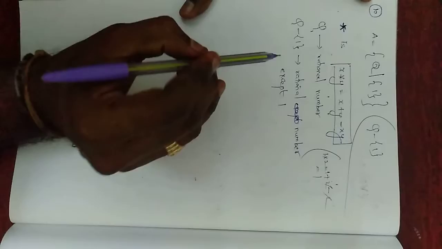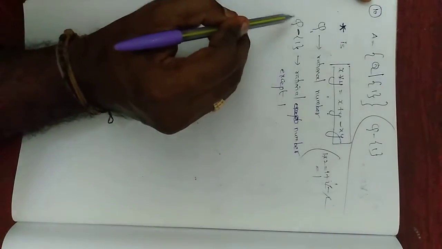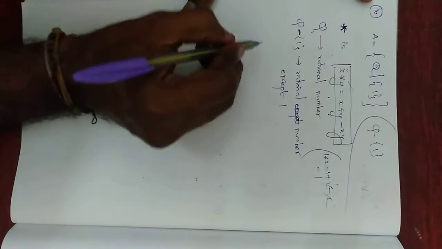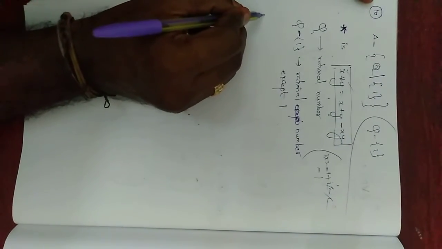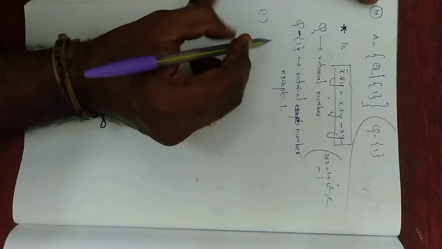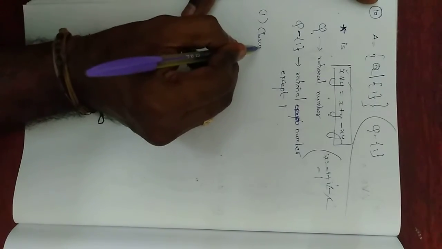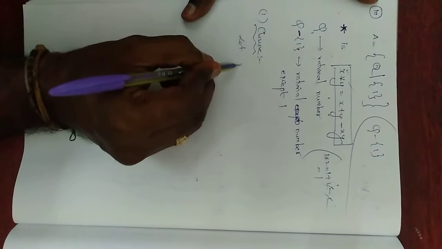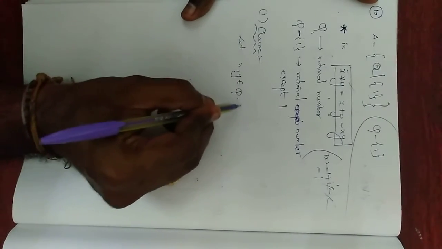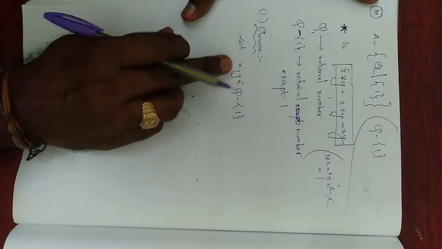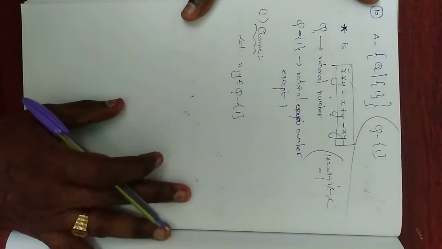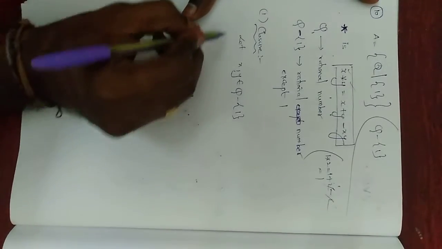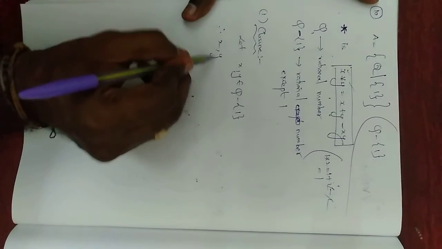But what is the main thing? You can take any rational number except 1, so x and y are not equal to 1. First, the closure axiom, very important one. Let me assume x, y belongs to Q minus 1. What is the meaning? This x and y are not 1. They can be any rational number except 1. Therefore x, y are rational.